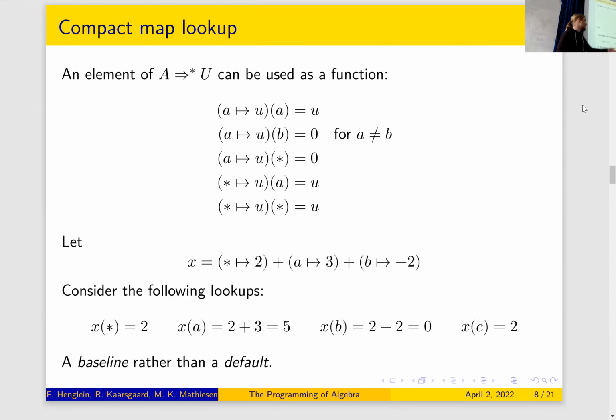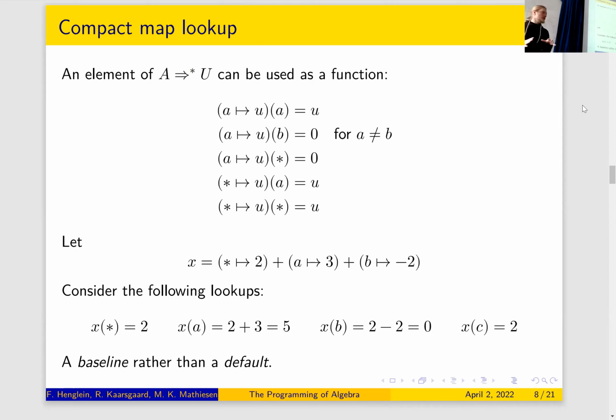As an example of what's going on here, consider this element: wild maps to 2, A maps to 3, and B maps to -2. Just to make the point, we can have negative multiplicities. If we look up wild in this X, we get 2, because that's the multiplicity of the wildcard. If we look up A, we get 2 plus 3, because we get 2 from the wildcard plus the 3 from the A mapping. If we look up B, we get 2 from the wildcard minus 2 from the B mapping, which results in 0. So B is, in some sense, not in this map, even though it's mentioned in the list. And if we look up some unrelated element C, we just get 2.